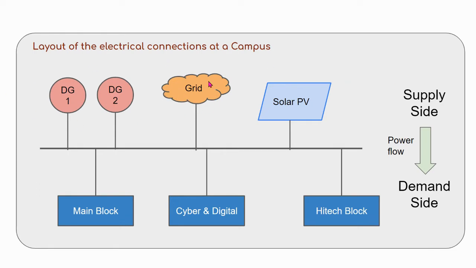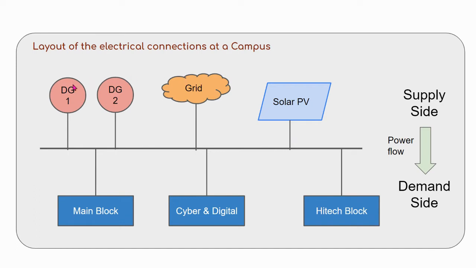One is grid supply. That means whatever power you are consuming, you are getting it entirely from the electricity distribution utility, or the grid. DG1 and DG2 are diesel generators. They have two diesel generators, which are used whenever the grid is off, that means when there is a problem on the supply side and the grid power is not coming.